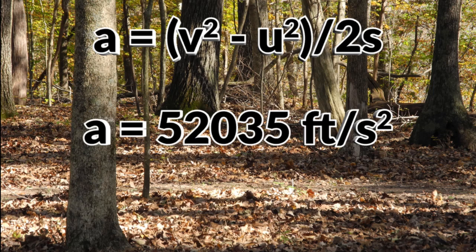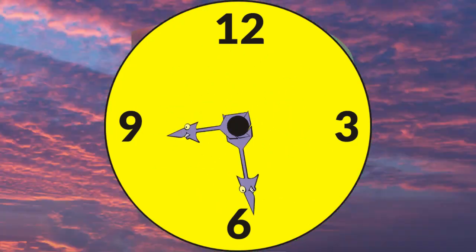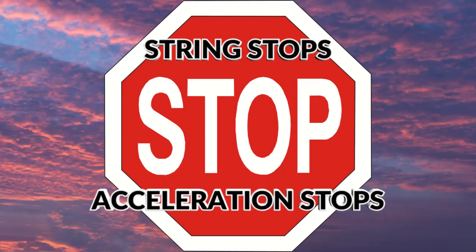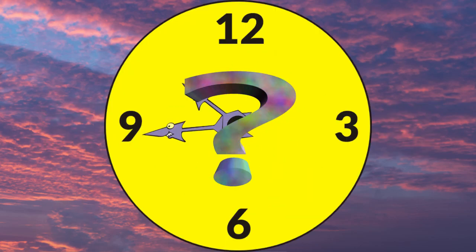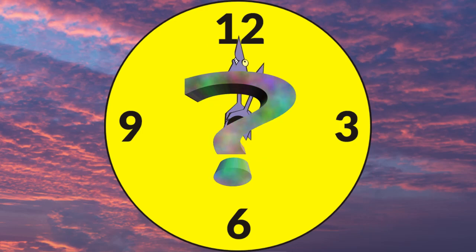A equals 52,035 feet per second per second. Wow! I did not believe that number either, but then I had to recall how fast that happens. Furthermore, as soon as the string stops moving forward, acceleration stops. Remember, acceleration requires a net force acting upon an object. But how long was acceleration applied to the arrow?